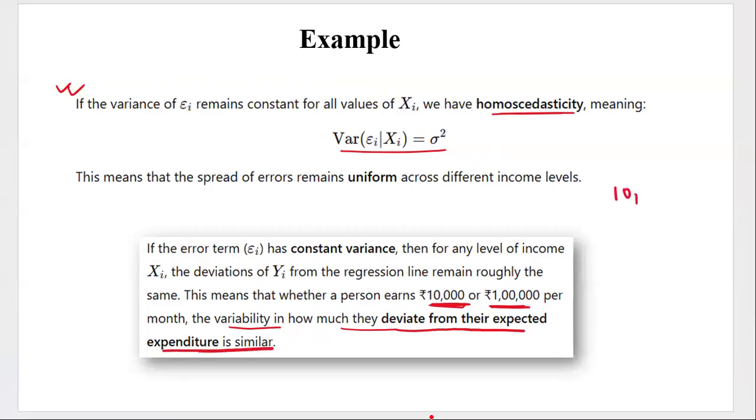Suppose you are earning 10,000 rupees a month and your monthly expenditure is 5,000 rupees. Suppose now your monthly in hand increases, you are earning 1 lakh a month. Then also your expected expenditure will not be that different from 5,000 rupees. This is what this assumption means. The expected value, this is your expected expenditure. Your expected expenditure will not increase even if you change the value of xi.